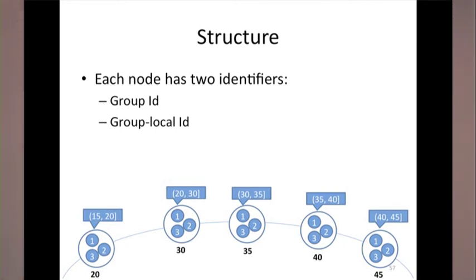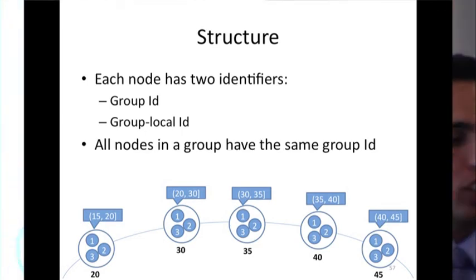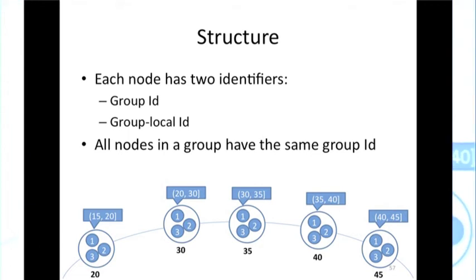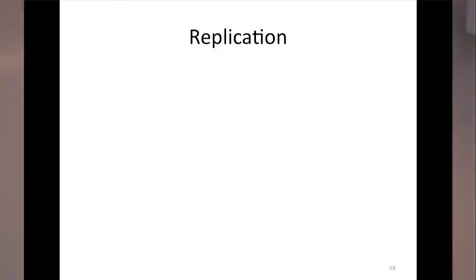So in reality, these are still nodes, right? So now every node has 2 identifiers. Previously, it just had 1 identifier on the ring. Now it has 2. One is the ID of the group. The other is the ID that it has within the group. So the group IDs have to be unique, of course. But within a group, you can have IDs that are the same as another. It just has to be unique within that group to identify a particular node. So all nodes within a group have the same group ID, but they have different local group IDs.